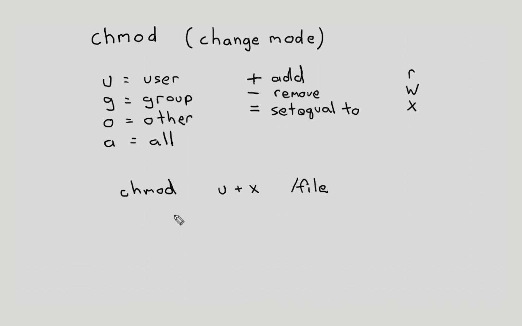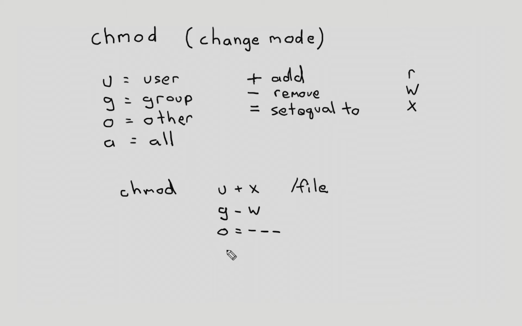Now let's say we said g minus w, that would remove the write permission. If we said o equals dash, dash, dash, that would essentially set it to where o, or other, had no permissions whatsoever.